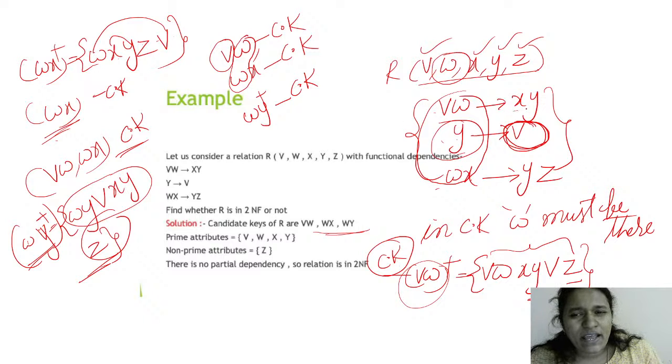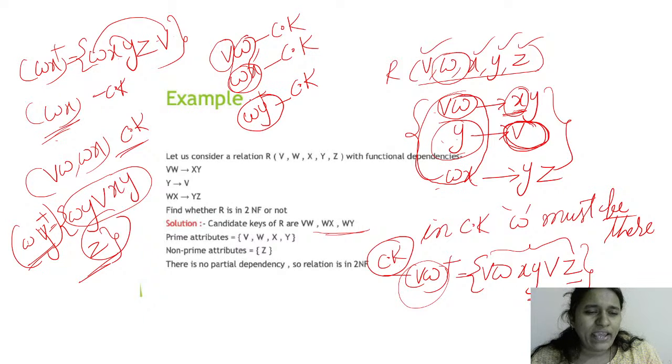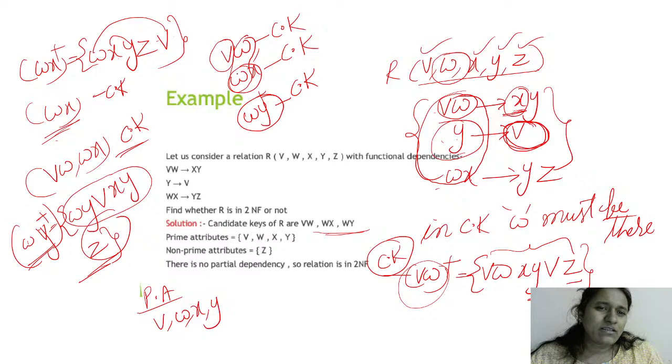Is X there on the right hand side of any functional dependency? X is there. We already found VW, we already found WX. That's why WY is also a candidate key for this relation. Then what are the prime attributes? Prime attributes of this relation are V, W, X, Y. What are non-prime attributes? Only Z.